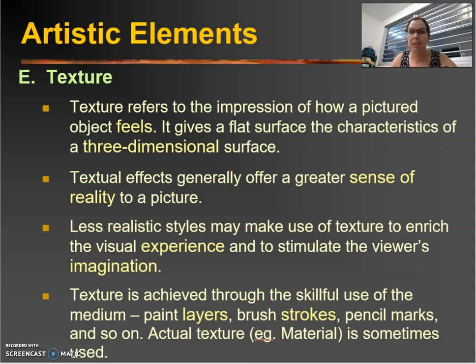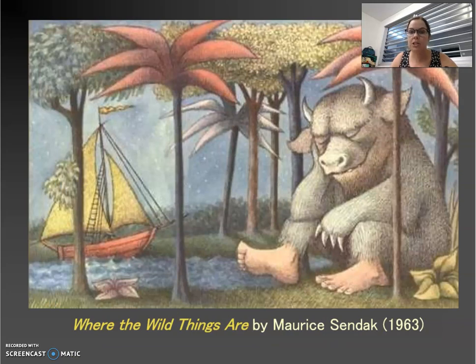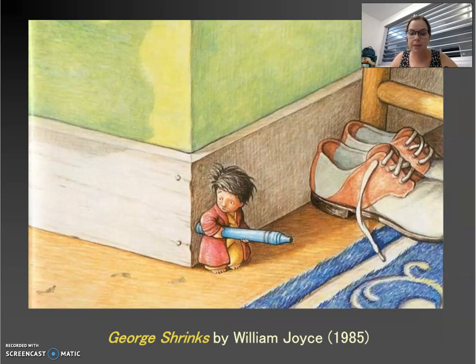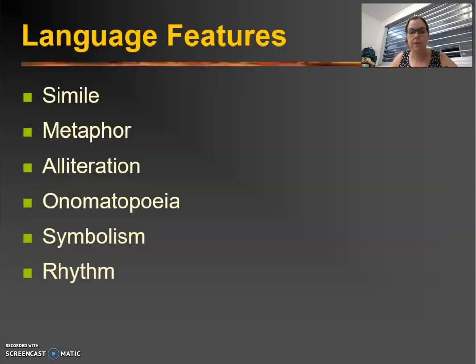Actual texture, like material or the touch and feel books that you might have seen as a kid, is sometimes used as well. Think about Spot. Spot has little flip charts in it so that you can find objects that he has hidden around the garden. Let's have a look at Where the Wild Things Are. Texture is used effectively by this illustrator, as it has been by George Shrinks. You can see all of the textures of the wall and the rug and the shoelaces in the shoes.